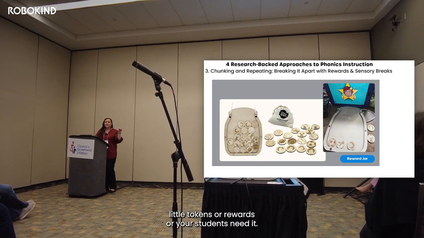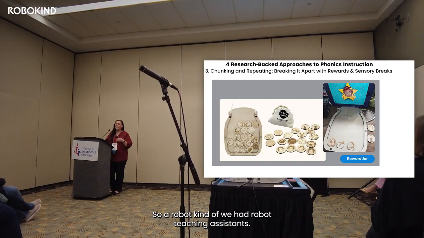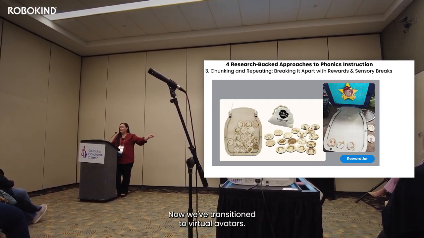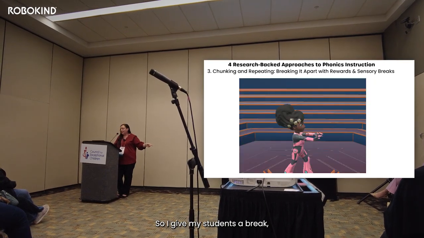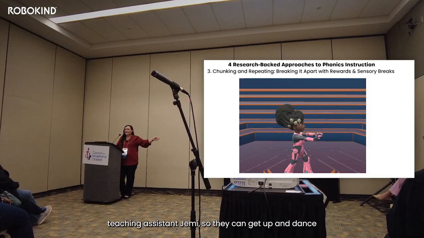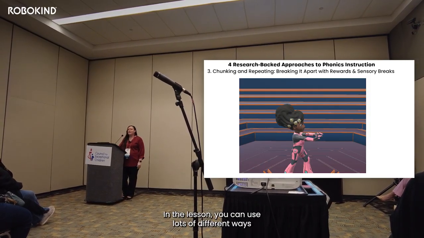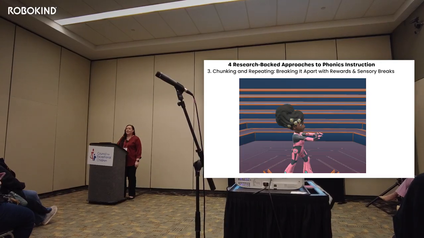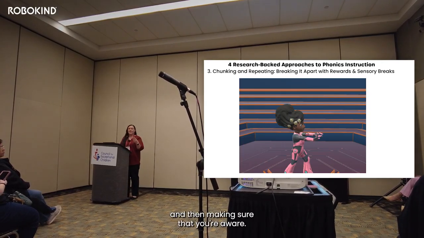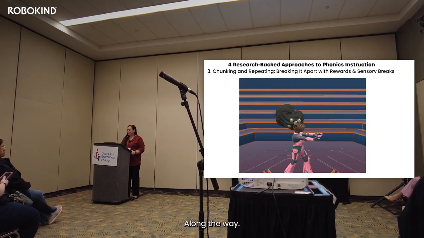Giving them little tokens or rewards, or if your students need it, you can take a sensory break. At RoboKind, we had robot teaching assistants. Now we've transitioned to virtual avatars. So I give my students a break with my virtual avatar teaching assistant, Gemini, so they can get up and dance in the lesson. You can use lots of different ways to give your students breaks along the way, but the repetition matters, and chunking the material, and making sure that you're aware students need a break in the lesson too.